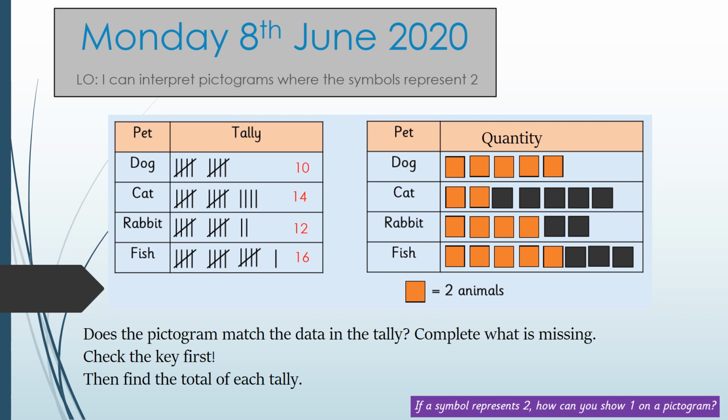There's a little question down the bottom that says, if a symbol represents 2, how could you show 1 on a pictogram? Well, we're definitely going to get on to that in the next question, so we will move on.